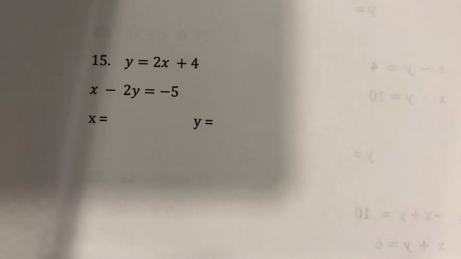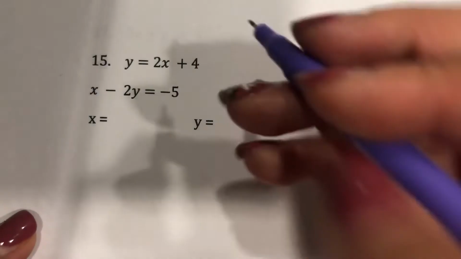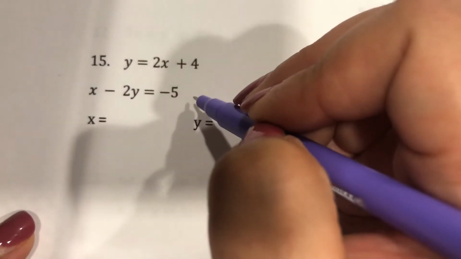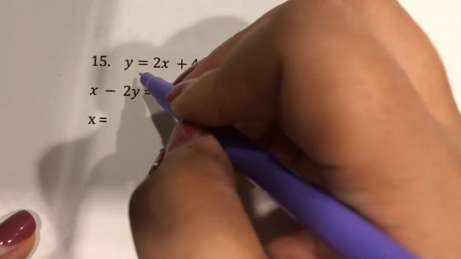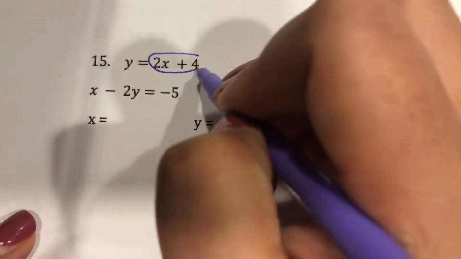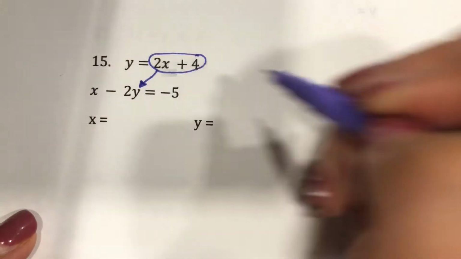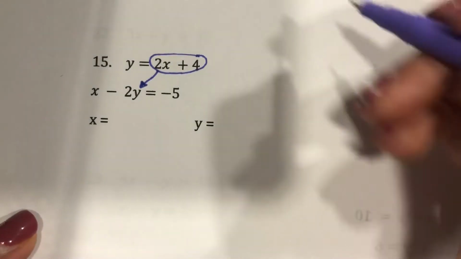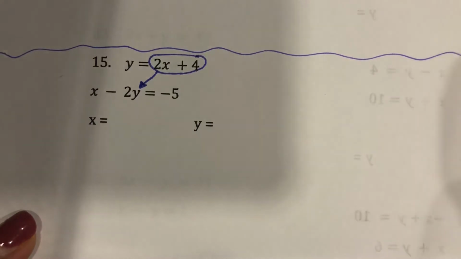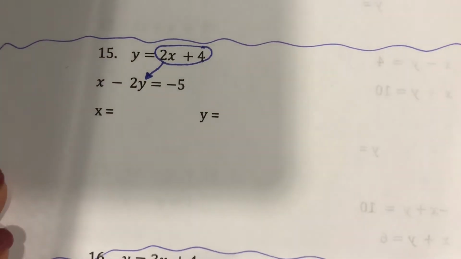All right. So y equals 2x plus 4, and then x minus 2y equals negative 5. Again, we're looking for when y equals or x equals. So we're going to take this 2x plus 4 and substitute it in for this y. I forgot to draw your line. You should have already done question 14. Once I'm done with this, you should be able to do question 16.